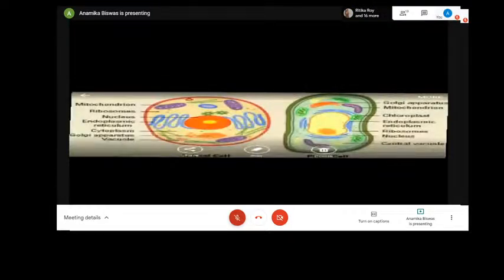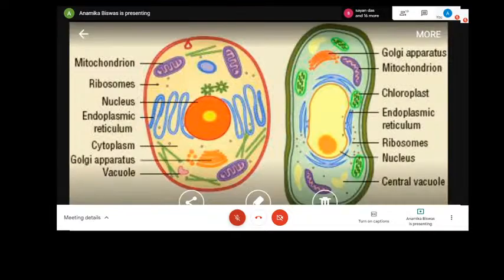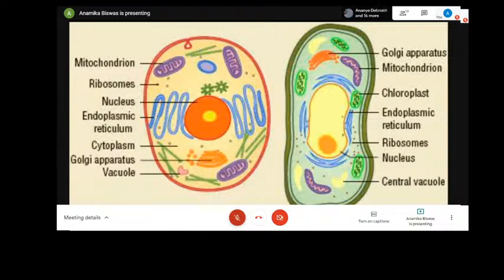So here is the structure of a plant cell and an animal cell. You can see cell wall is present in plant cell, but it is absent in animal cell. Then a large central vacuole is present in plant cell. But in case of animal cell, there are one or more vacuoles, but the size of the vacuole is smaller than in the plant cell.